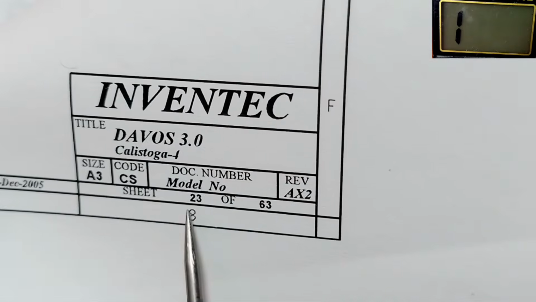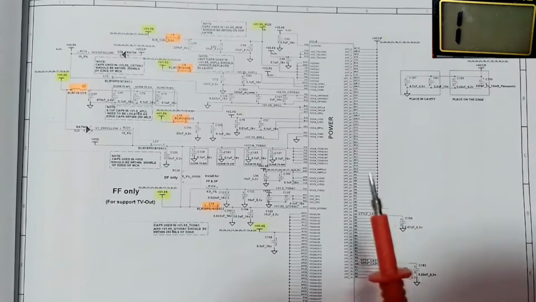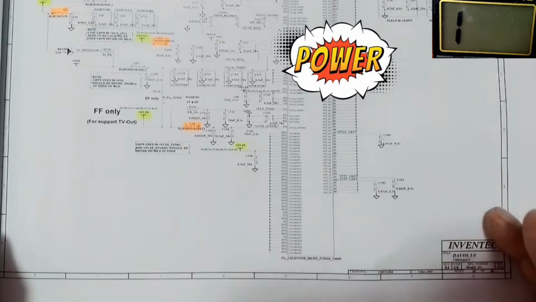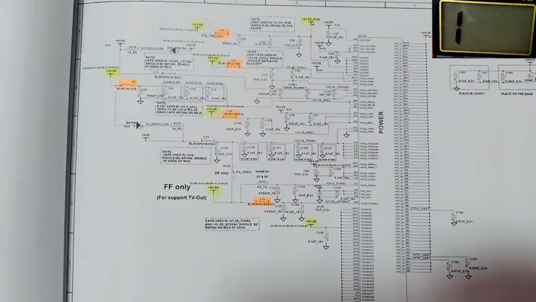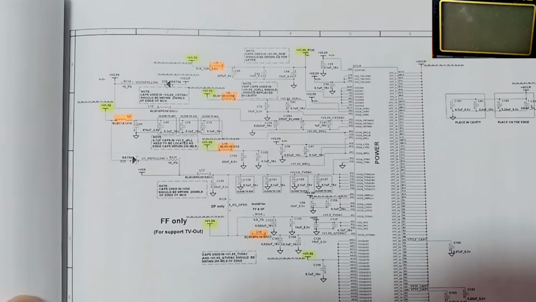Okay, this is just the first part, as you can see. So let's go directly to page 23 where we have the power. As you can see, the power part. Here we have the power. This is the same graphic card, Calistoga or NOT bridge. So this is basically the power.